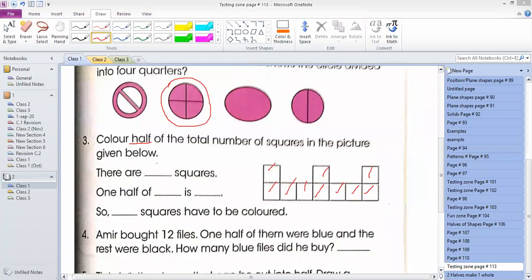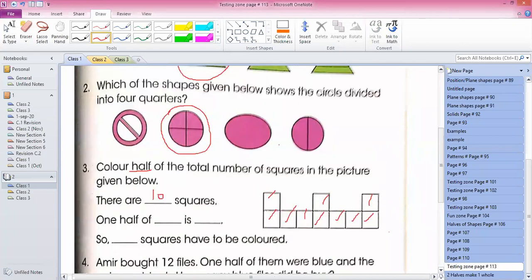10. Very good. There are total 10 squares. And guys, I told you half means to divide equally into two parts. This is half, right? So when you divide 10 equally into two parts, that means 10 divided by 2. If you want to know what is the half of 10, that means 10 divided by 2.